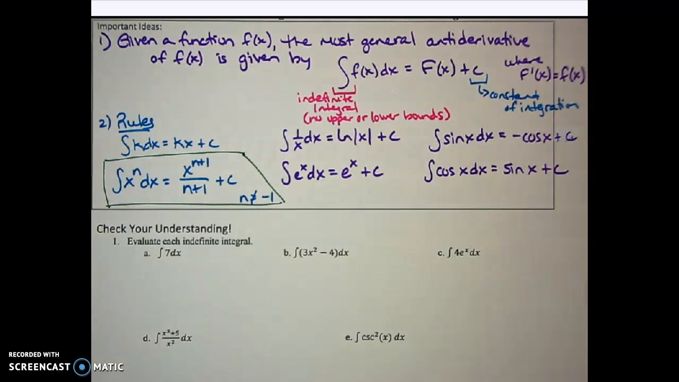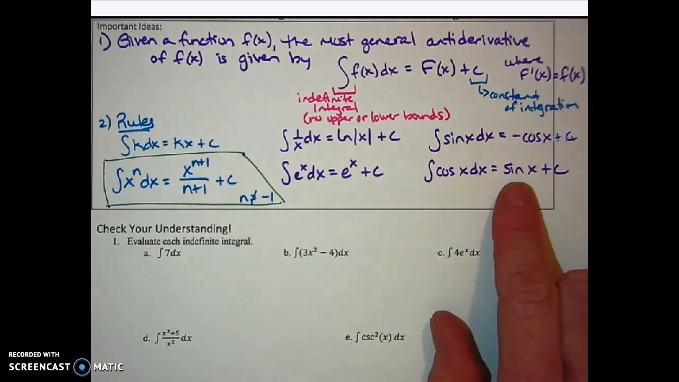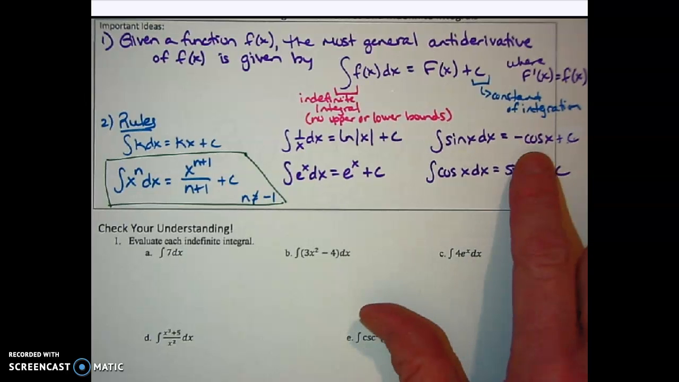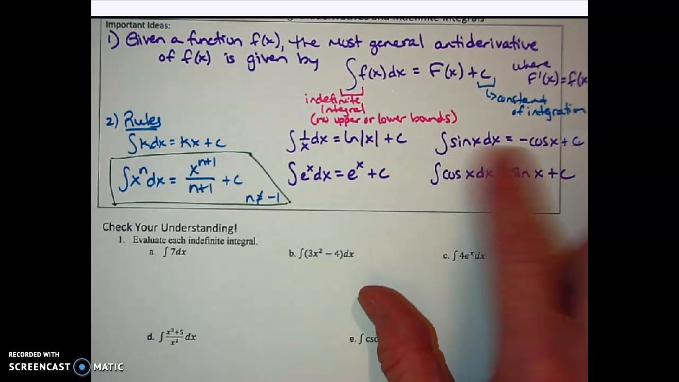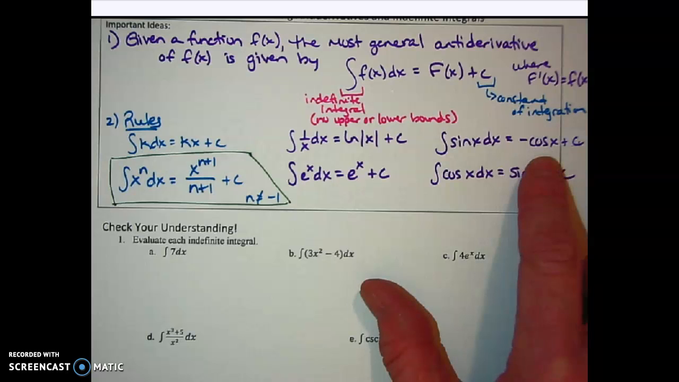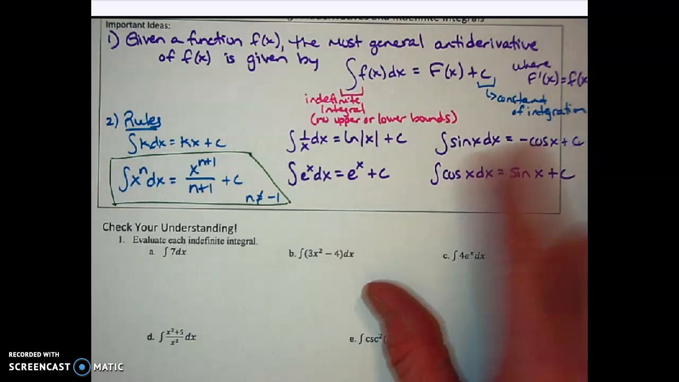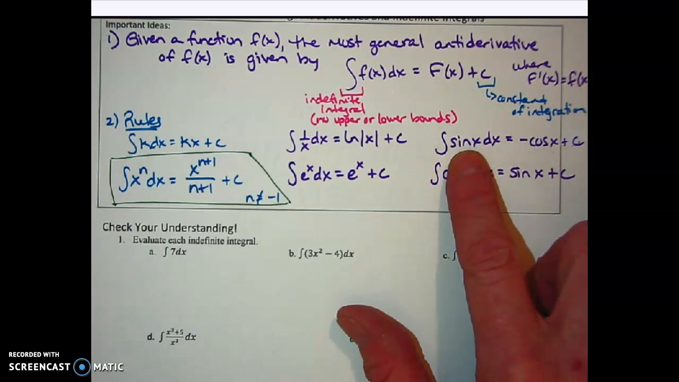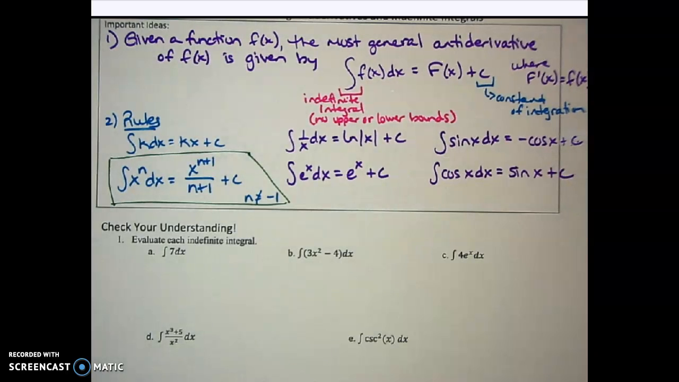And finally, the sine and the cosine. Remember that the derivative of the sine is the cosine, and the derivative of the cosine is the negative sine. So the derivative of the negative cosine is going to be the sine, and the derivative of the negative sine is going to be the negative cosine. So that's how we get those.